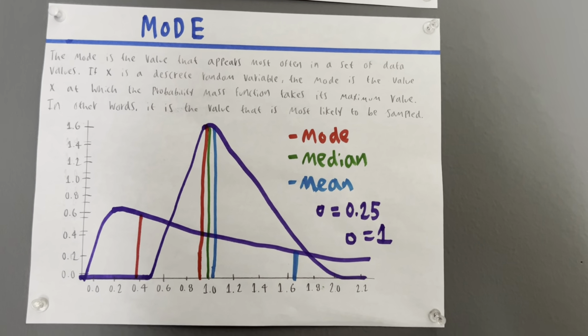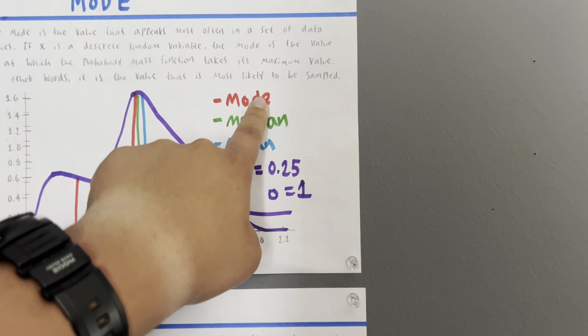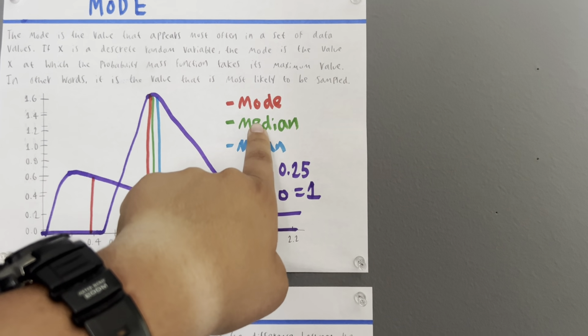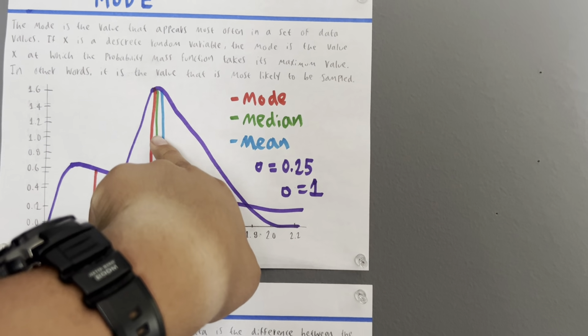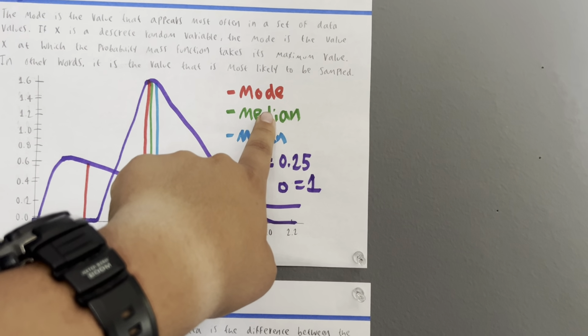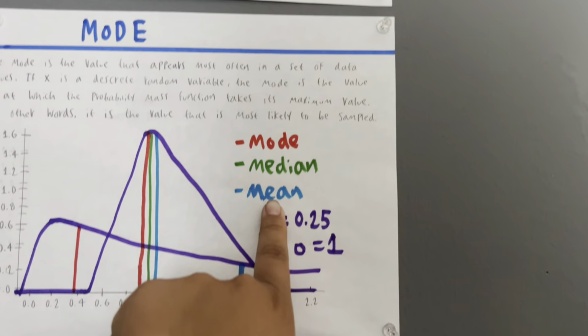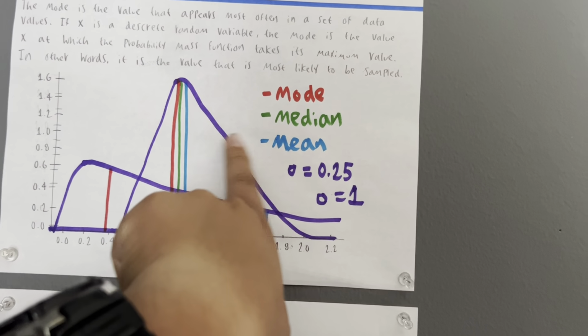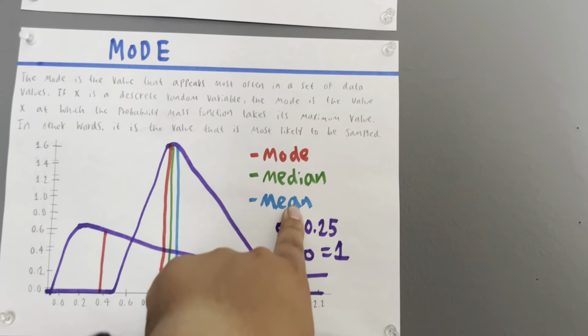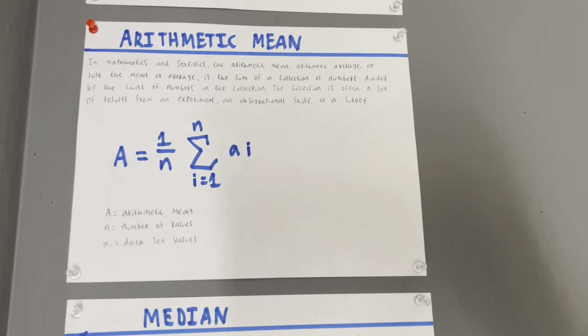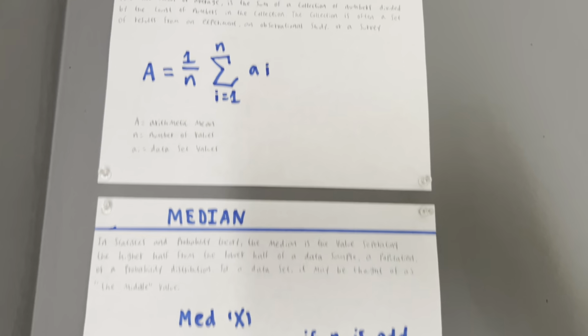Right here, the red is the mode. That is what we're talking about today. The green here is the median. We talked about the median last week. And the light blue is the mean. We talked about the arithmetic mean 2 weeks ago.